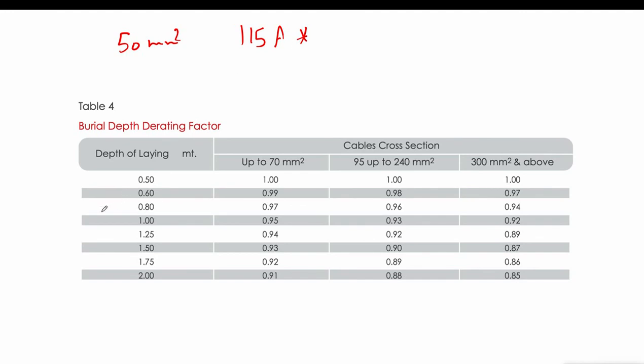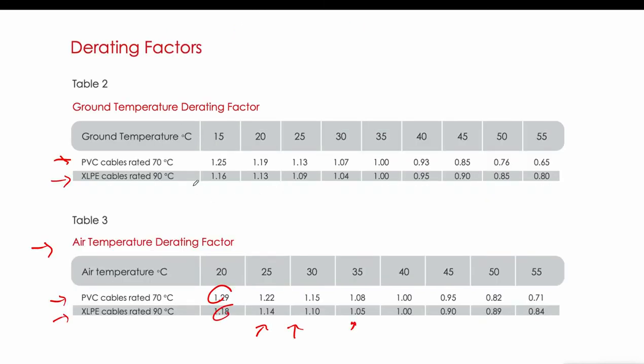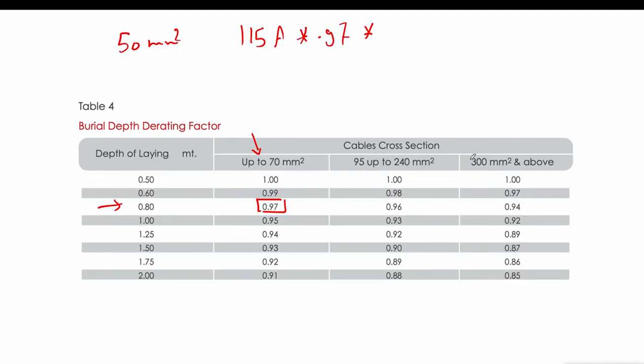But according to my installation, the depth of installation equals 0.8, and this cross section is located between 70 square millimeters and down cross sections. So this is my first derating factor, which is 0.97. And if we installed this cable in sand soil, which has a high temperature, let's assume that the ground temperature is 45, and we are using PVC cables, my derating factor shall be 0.85. We will multiply this value by another derating factor.